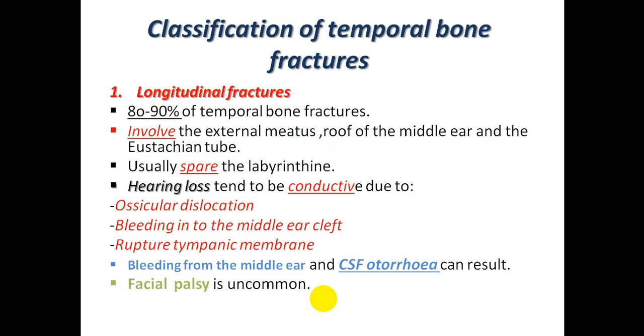We have two types of temporal bone fractures. Number one, longitudinal fractures. 80 to 90% of temporal bone fractures are longitudinal. They involve the external meatus, roof of the middle ear, and the Eustachian tube. They usually spare the labyrinth. Usually there is no involvement of the inner ear or the labyrinth.